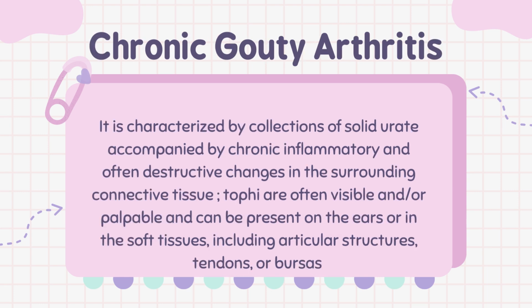Chronic gouty arthritis is characterized by collections of solid urate, accompanied by chronic inflammatory and often destructive changes in the surrounding connective tissue. Tophi are often visible or palpable and can be present on the ears or in the soft tissues, including articular structures, tendons, or bursa.